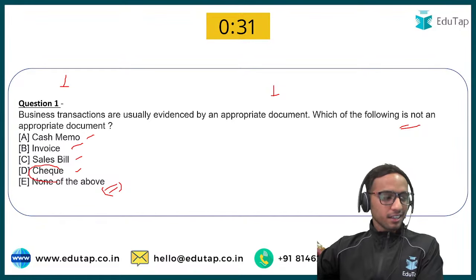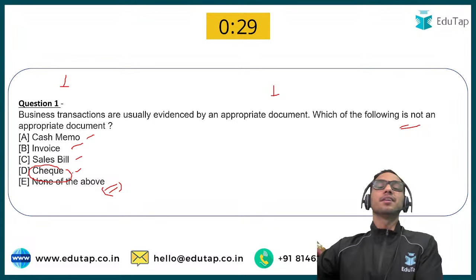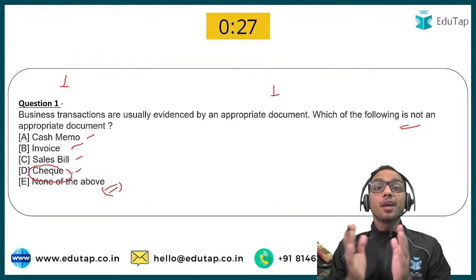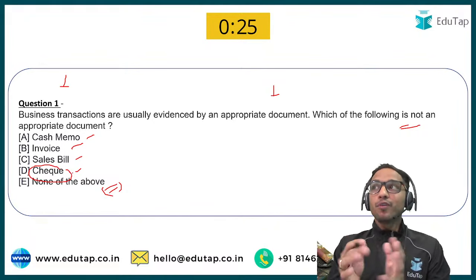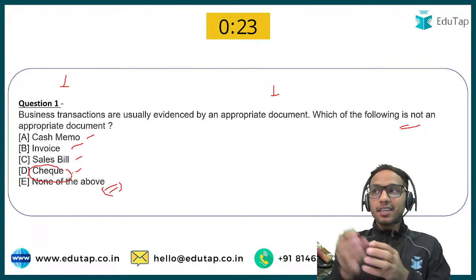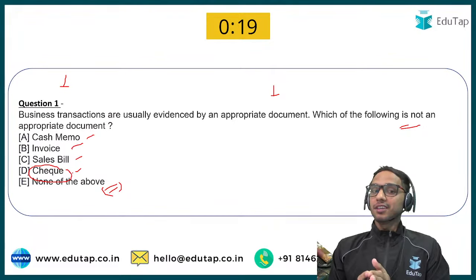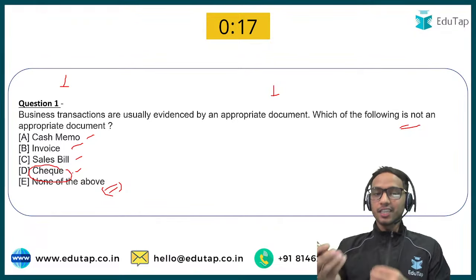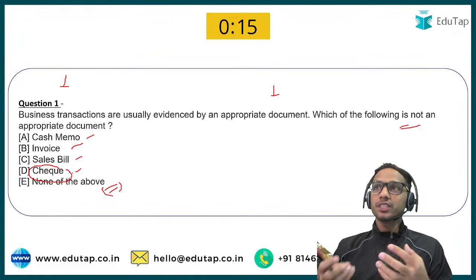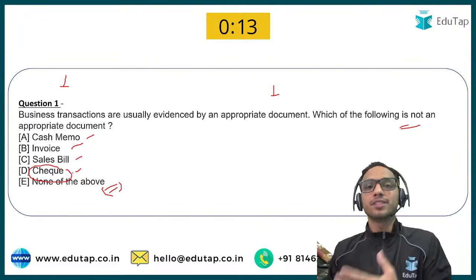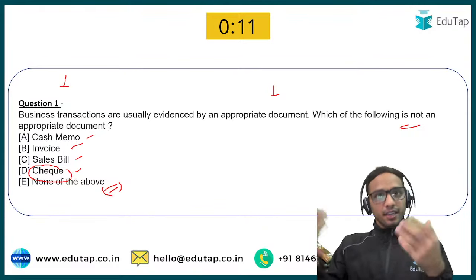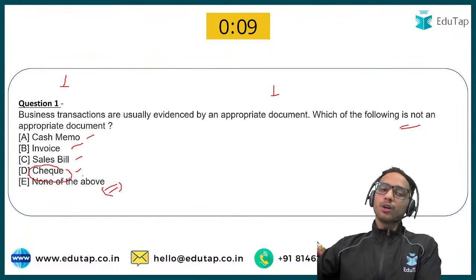I can see Pallavi and Dhaval have given me the D answer. See, check is also an appropriate document through which the auditor identifies whether this transaction is valid or not. It is a type of voucher itself. Don't think that check is not a voucher, or that it can't be used as the evidence of a business transaction. It can be used in auditing. So the correct answer would be option number E.